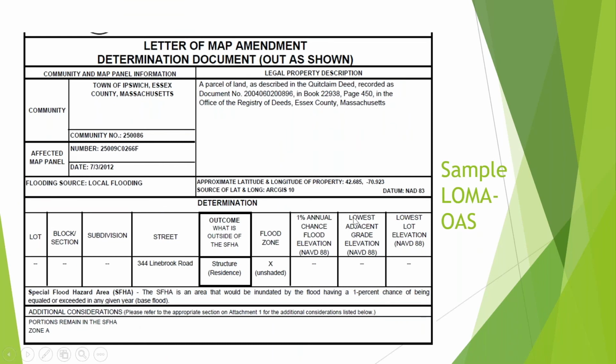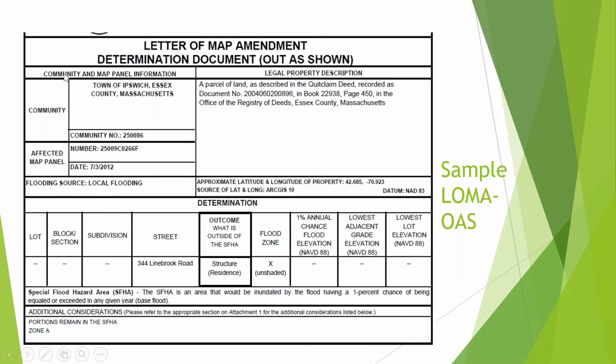So this is a portion of the documentation that the person would receive. Up at the top, you see it says letter of map amendment, determination document, out as shown. And then down here under the determination section, the address and the outcome: what is outside of the special flood hazard area. In this case, it's the structure, which happens to be a residence. And where is it? It's in flood zone X. So there's no base flood elevation associated with the X zone.